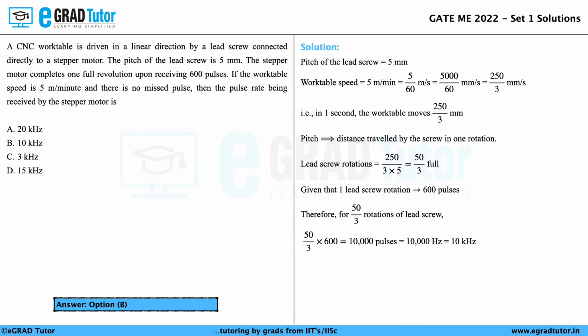In fact, one pulse is equal to 1 Hz. So, 10,000 Hz is equated as 10 kilohertz. The correct answer to this question is option B.